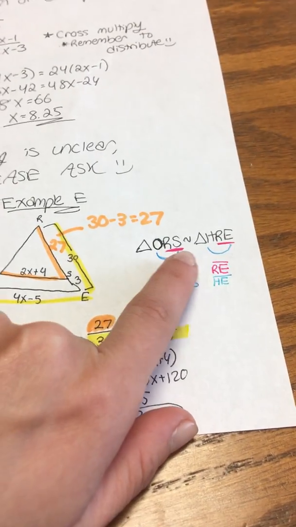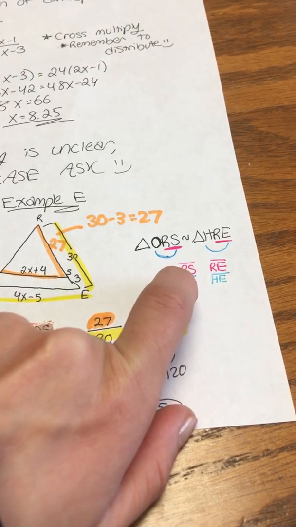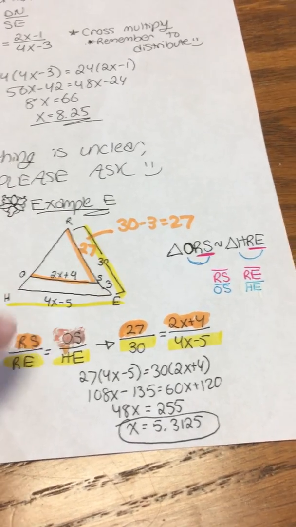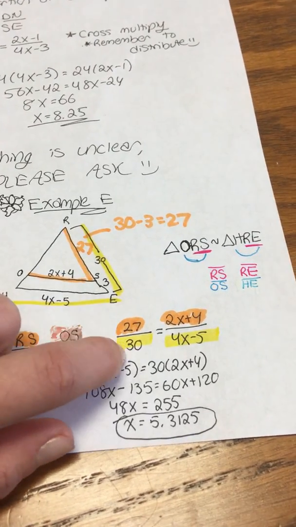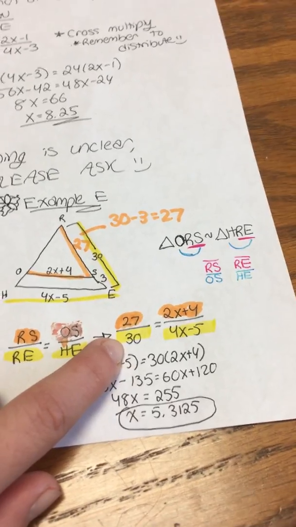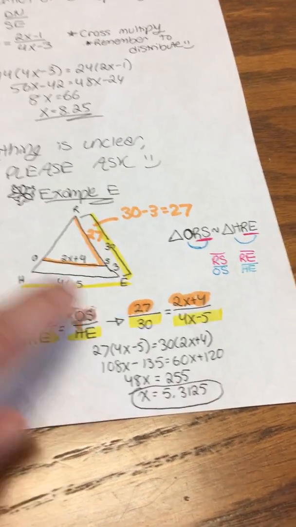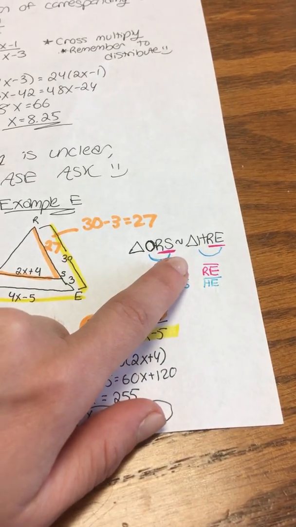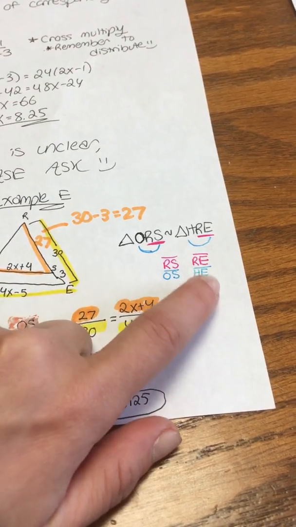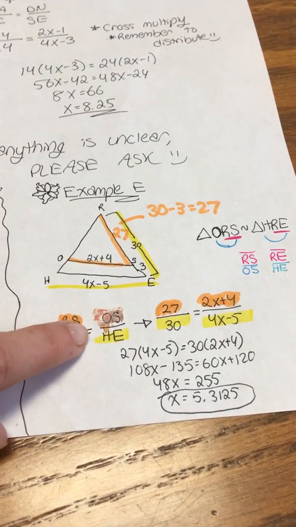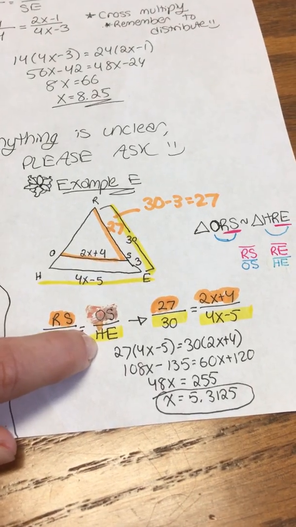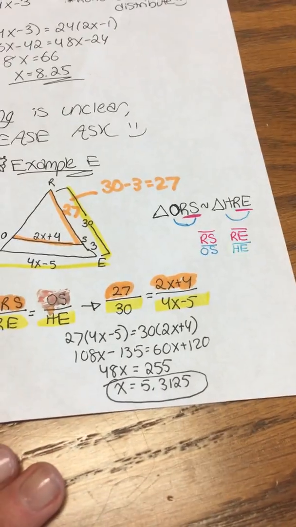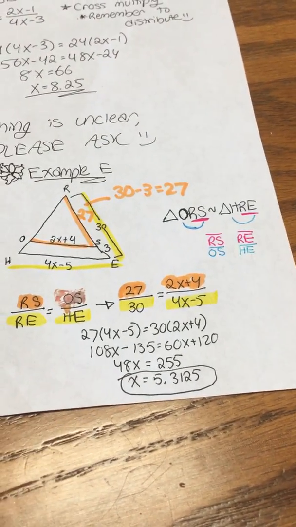RS in the statement corresponds to RE, second and third. RS, RE. So it's 27 compared to 30. RS, RE, 27, 30, your first fraction. Your second fraction is technically the bottom of this figure, so OS, which in your statement, first and third, corresponds to first and third HE. OS, HE. So your second fraction is OS compared to HE, which is 2x plus 4 compared to 4x minus 5. Now that you have your proportion set up, you can cross multiply and solve.